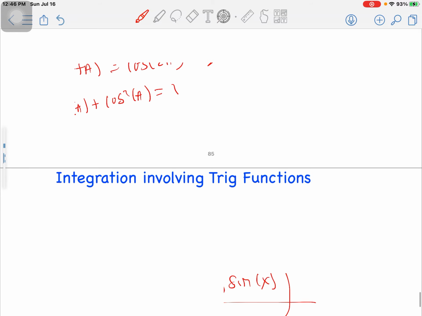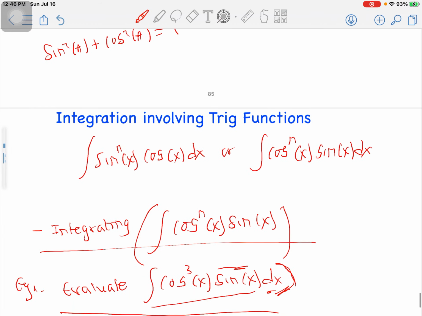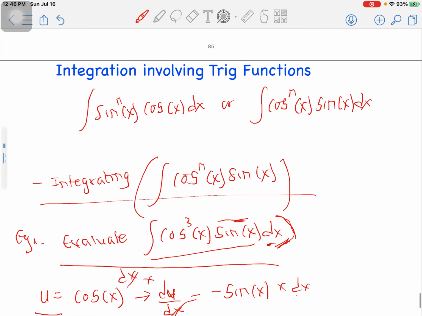So this is one simple way that you'll be able to integrate a product of sine and cos, where the cos has a power and the sine does not have a power.